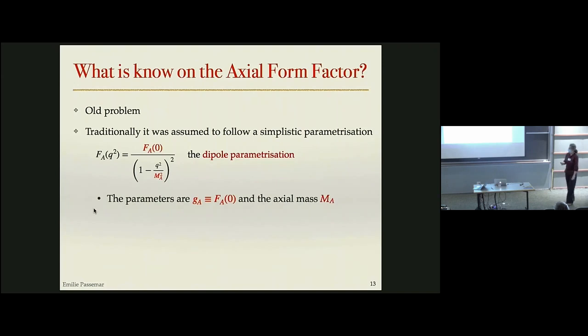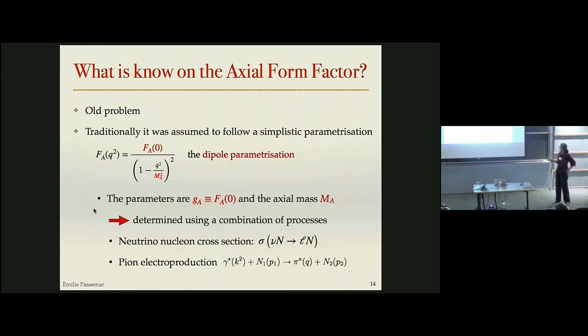And so we have two parameters to determine in this parametrization: the axial form factor at zero momentum transfer, this GA, that we have seen is extremely accurately calculated on the lattice, and also well measured from neutron decay, and the axial mass, MA, okay?